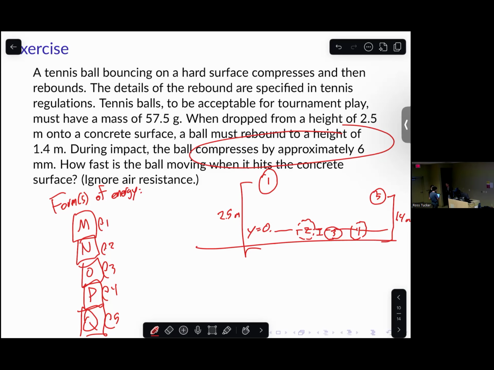Okay. Magnetic energy? You betcha. At the highest point at the end, the height to which you rebound.